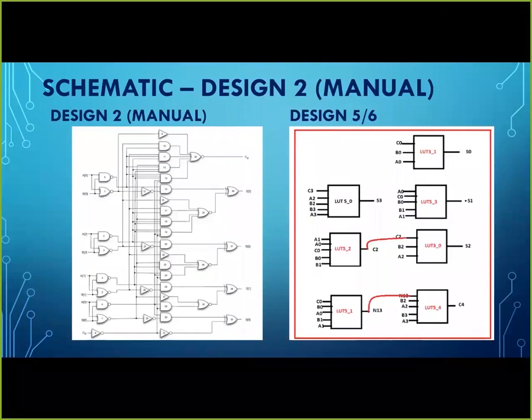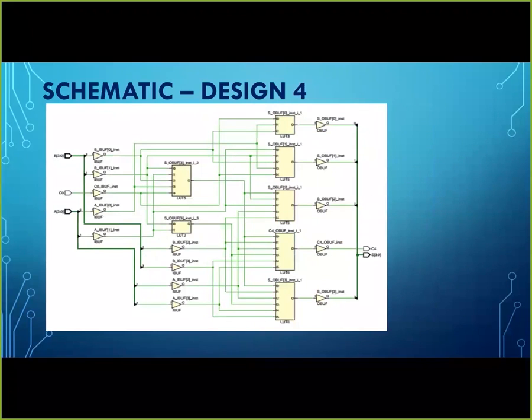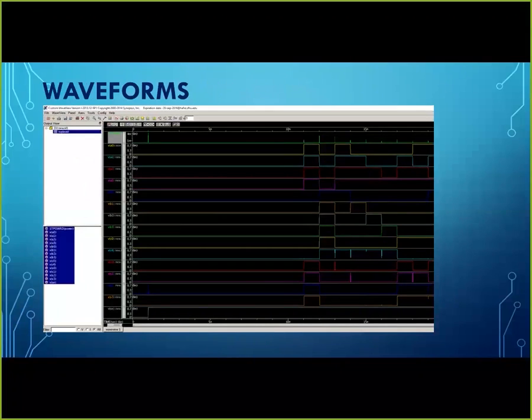And then for design 2, we had to go back and do the manual thing because we were having little challenges. So we had to go back and be sure that we knew what we were doing. And then when we were convinced, we had to go back and then use the tool. So for design 2, we had to do the manual thing. Then for design 5 and 6, we had to go back to Xilinx and then optimize. So this is the schematic for design 4. And I will hand over to Harshit.